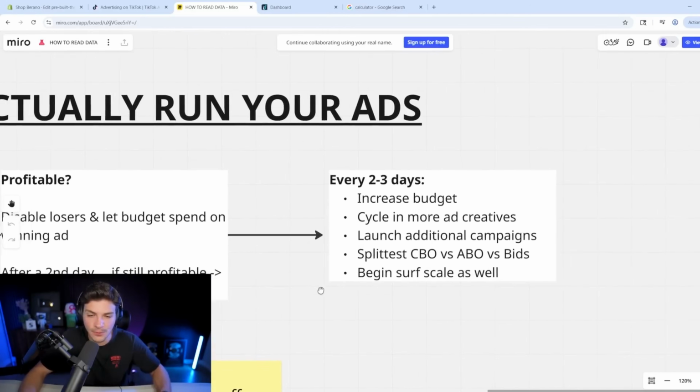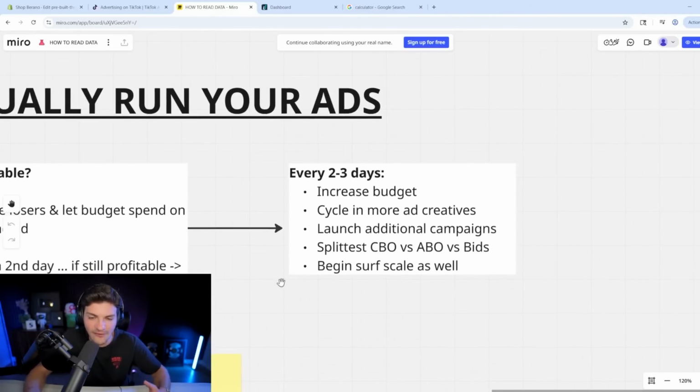And if you're still profitable with your winning ad running, every 2 to 3 days, you can go from a $50 budget to a $100 budget to a $250 budget to a $500 budget. So every 2 to 3 days, increase your budget.